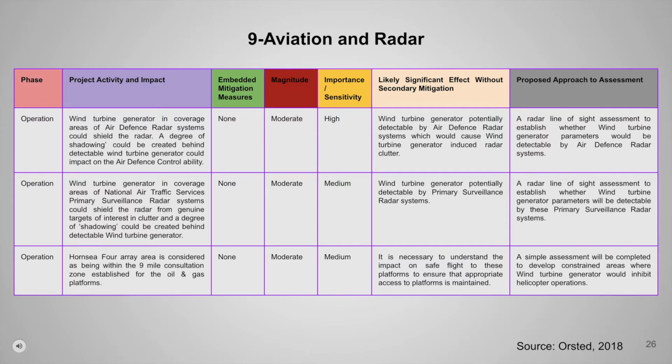The area is potentially within the operational coverage of the Birmingham and Breezewood air defense radar systems. Wind turbine generators are potentially detectable by air defense radar systems, which would cause wind turbine generator-induced radar clutter.